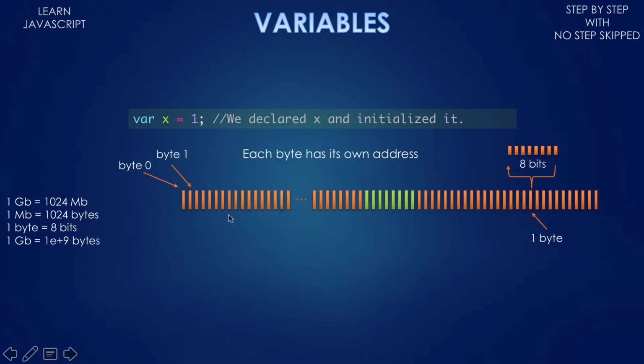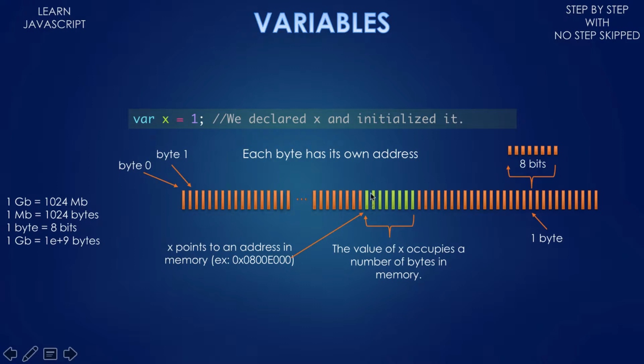Each of these bytes is going to have its own address. When you create a variable x, x will need to point to one of these addresses in your computer's memory, and that's the start of x. Basically, x is going to occupy a few bytes inside your computer. In our example here, the green bytes are occupied by our variable x. We start with that byte, then that one, until that one. Each of these bytes has its own address, so x is going to occupy a range of addresses inside your computer's memory.